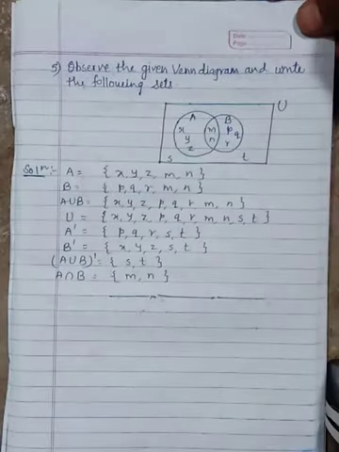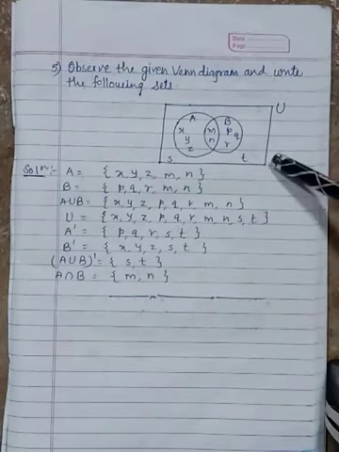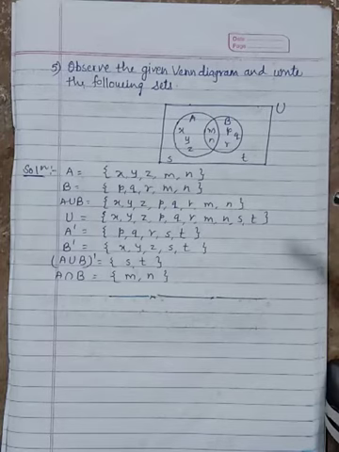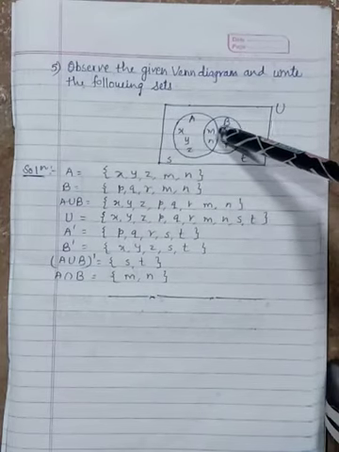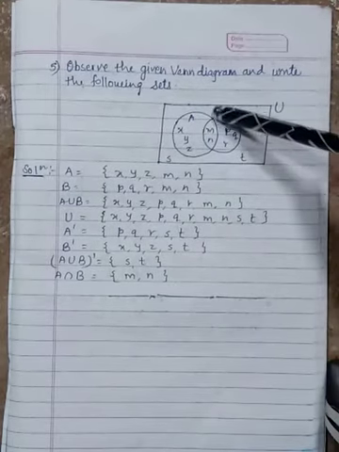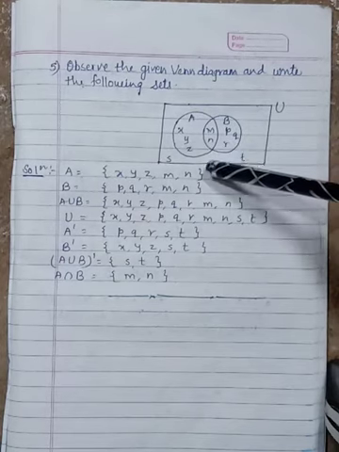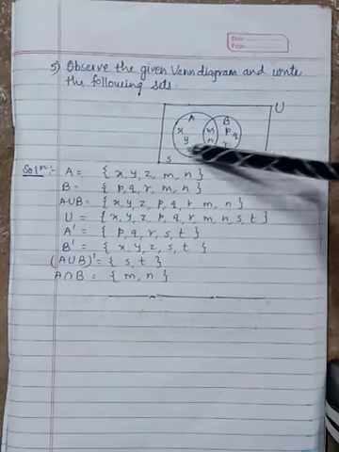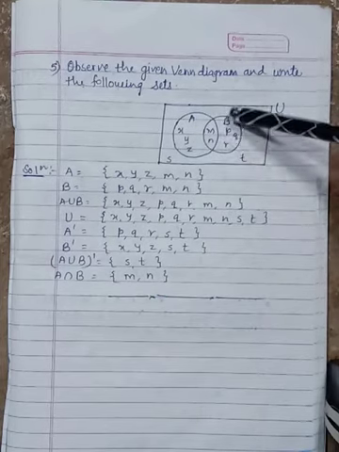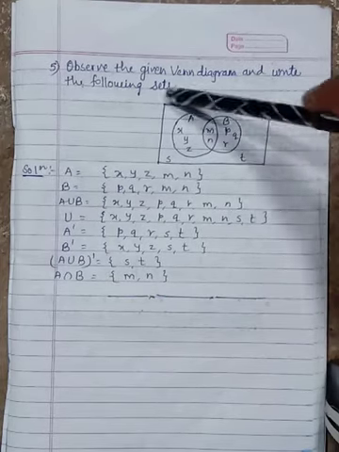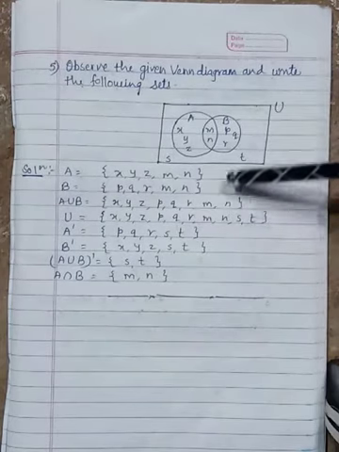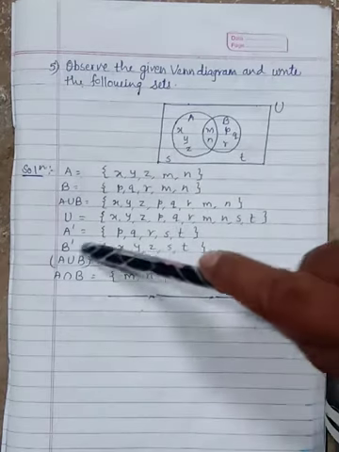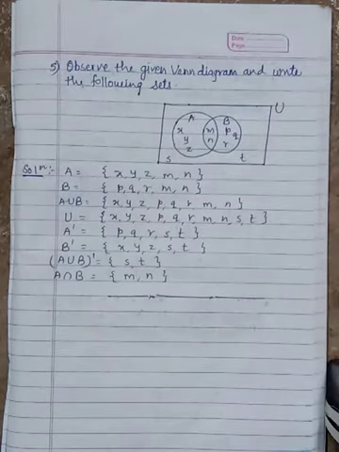Now fifth example, there is one Venn diagram and we have to observe this Venn diagram and write the following sets. So we write set A, which is this set: X, Y, Z, M, N. B set, this set: P, Q, R, M, N. Now A union B means we have to write both sets: X, Y, Z, M, N, P, Q, R. U means universal set. We have to write all these elements: X, Y, Z, P, Q, R, M, N and S, T.